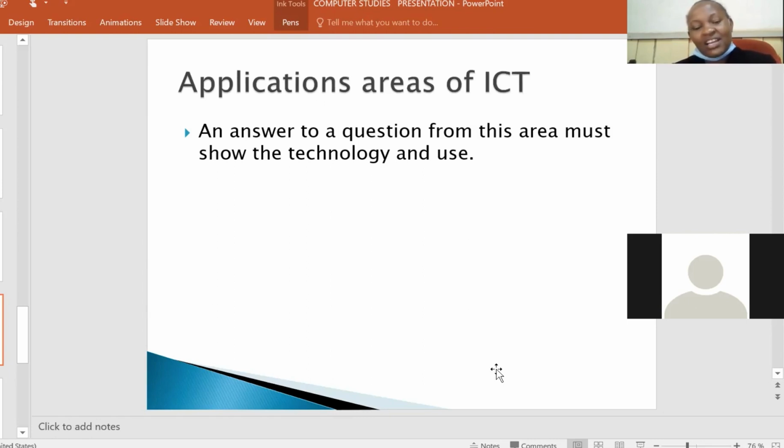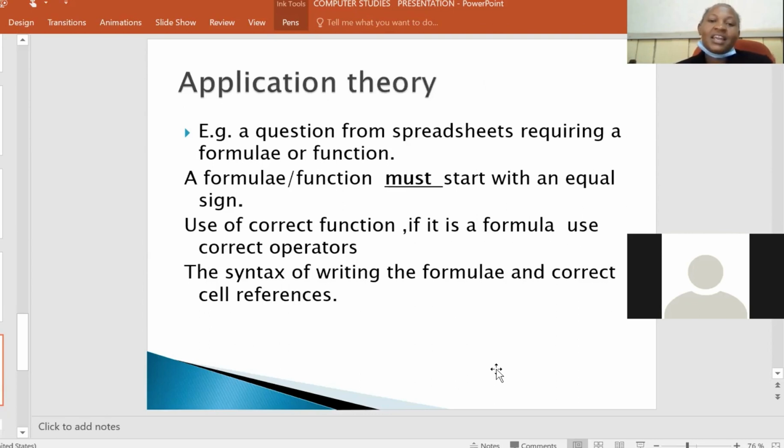Then you should be able to say computers can be used to perform calculations using spreadsheet programs. At that point, you have shown the use, which is performing calculation. You have shown the technology, which is the spreadsheet program. At that point, you are okay. Now on the questions about the application theory, which are questions from work, like for example, a question from spreadsheets requiring a candidate to write a formula or a function.